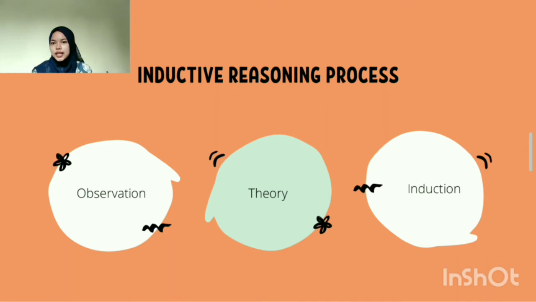Inductive reasoning process. The first, observation. Second, theory. And the last, induction. For example, I get tired if I don't drink coffee. Coffee is addictive, so I'm addicted to coffee.